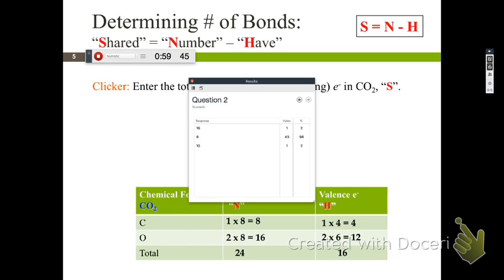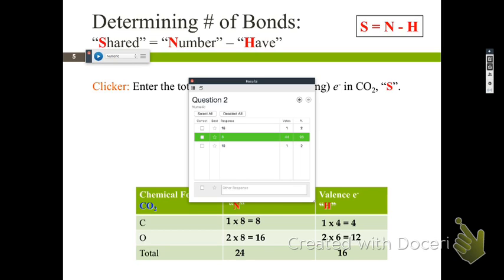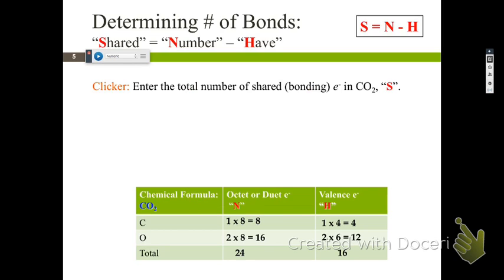All right, so we do it mathematically. We do 24 minus 16. We get 8 shared electrons in this molecule. So I agree with you guys. By the way, when I grade it, it just is to show you guys that's the correct answer. There's no more credit for the right answer or the wrong answer in this class. Just to reiterate.